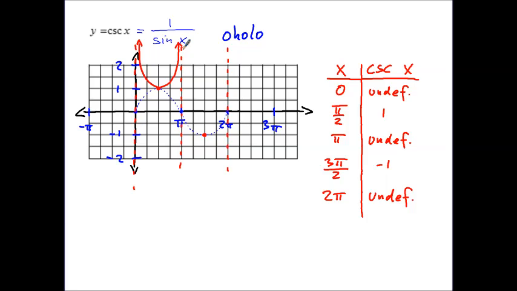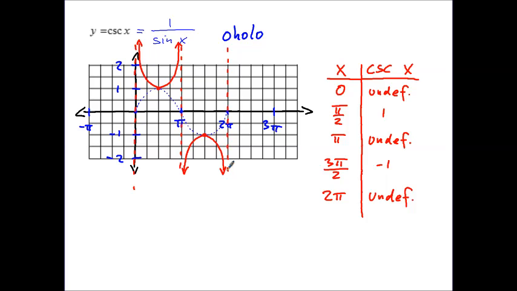Let's look at our other key value, negative 1. Now here the values for the sine get closer and closer to 0 also, but they have a negative sign. So 1 over that smaller and smaller value, but with a negative sign, will make our cosecant values go towards negative infinity as they approach our asymptote.